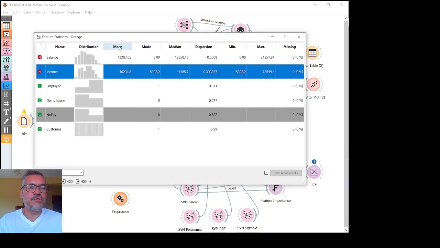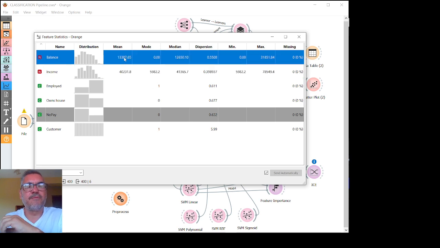Also here we have the feature statistics. So we have the descriptive statistics of our variables, our features. For example, here for the balance, we have the mean value, the mode, the median, the dispersion, minimum values, max values, and whether we have any missing values. As you can see here, we have no missing values, so we can proceed. And the other descriptive statistics are very simple because all of these variables are categorical variables. They are binary variables.